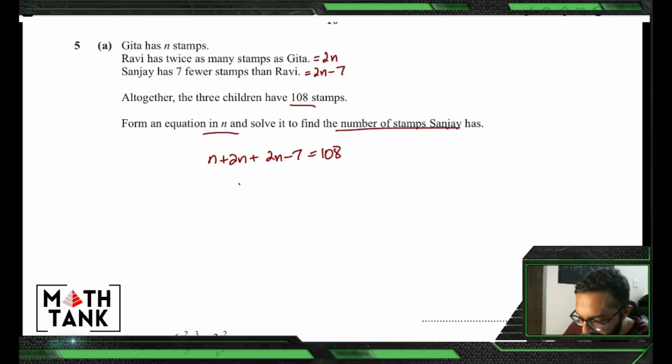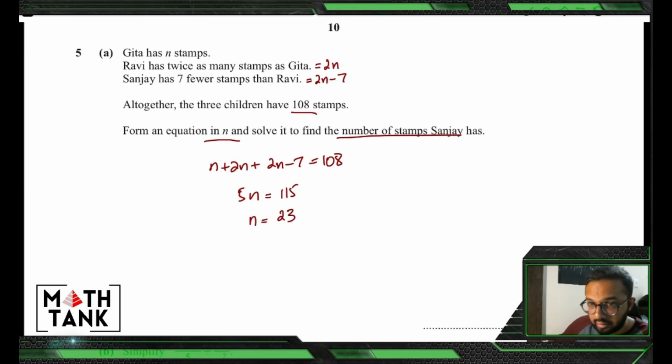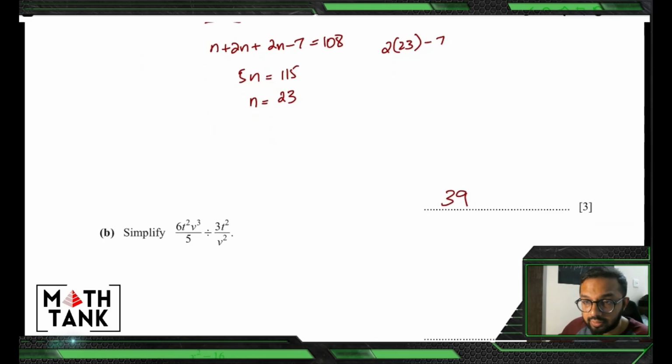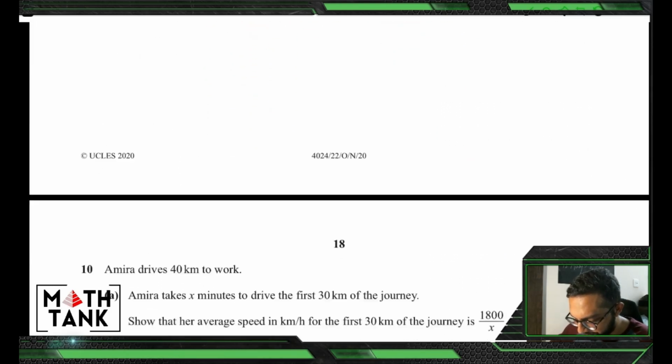Now I have to solve it. 5n equals 115. n equals, okay, so form an equation, solve it to find the number of stamps that Sanjay has. So n is 23. Sanjay was 2n minus 7, so 2 times 23 minus 7. So 46 minus 7 is 39. Read the question carefully, what you need to find.